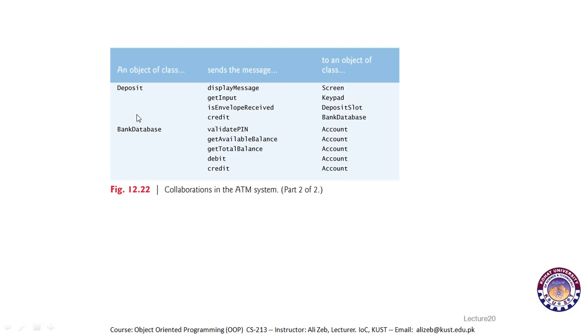The bank database class will need to send a message to the account class to validate the PIN, and to check the available balance. Again, all of the messages are being sent to the account class through the bank database, so we are not providing any direct access to the account class. All the access is being provided to all the other classes through the bank database. That is to secure the account details from direct access, and all of the modifications will need to be done within the bank database first to be displayed on the user's account information.